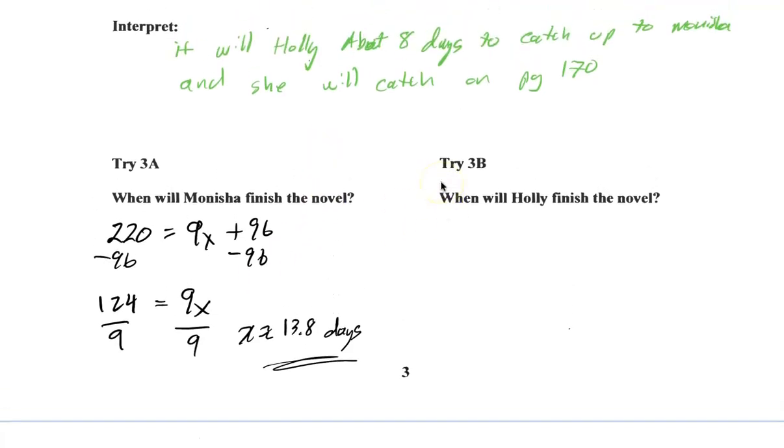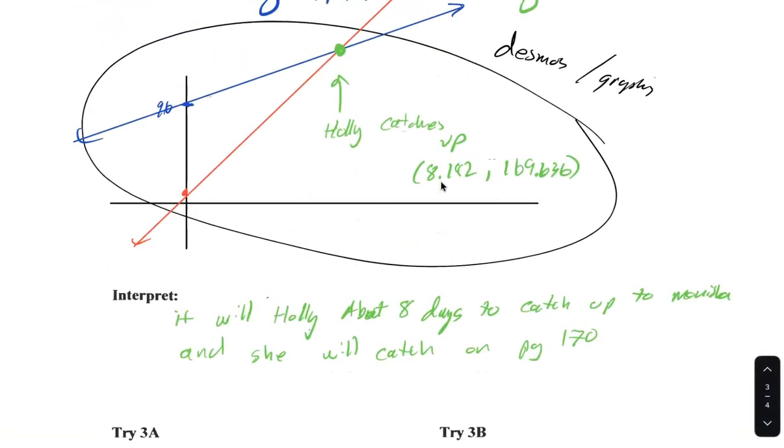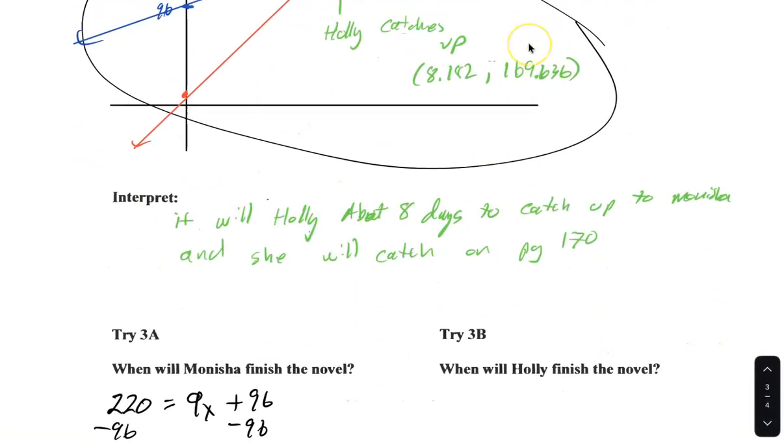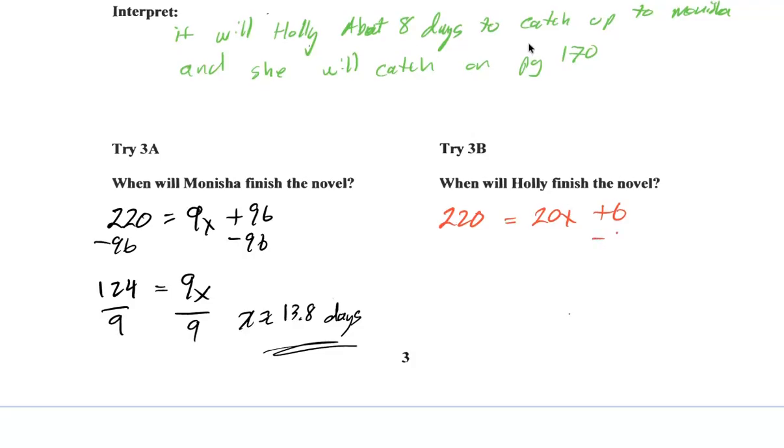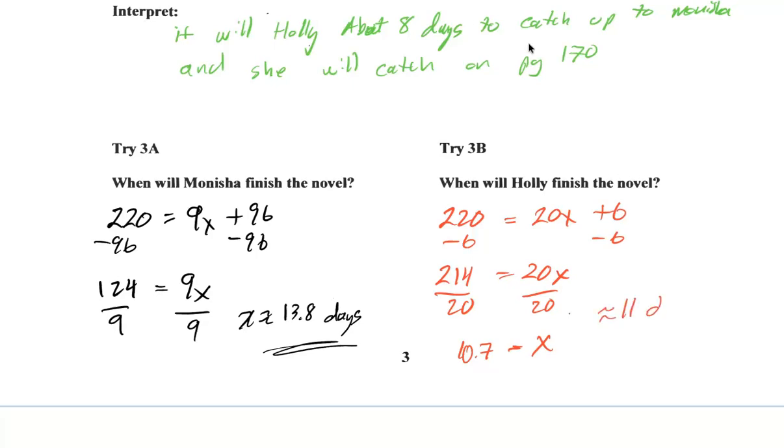If we want to do the same thing for Holly, we could, right? Holly has the same idea. The length of the book is the same, 220. But her equation is 20x plus 6. So let's figure out hers. Minus 6 from both sides. So I get 214 equals 20x. Divide by 20. We get x equals about 10.7. So it's going to take Holly about 11 days to finish. So she starts slower, but she's going at a faster rate. Anyway, that's the video.